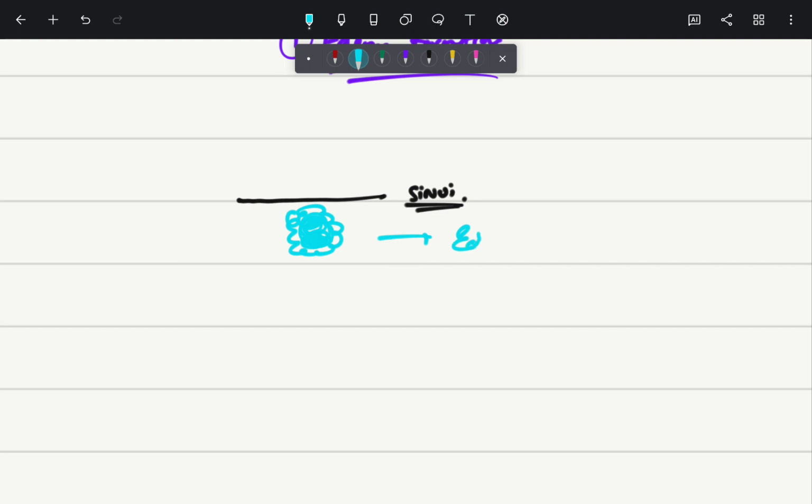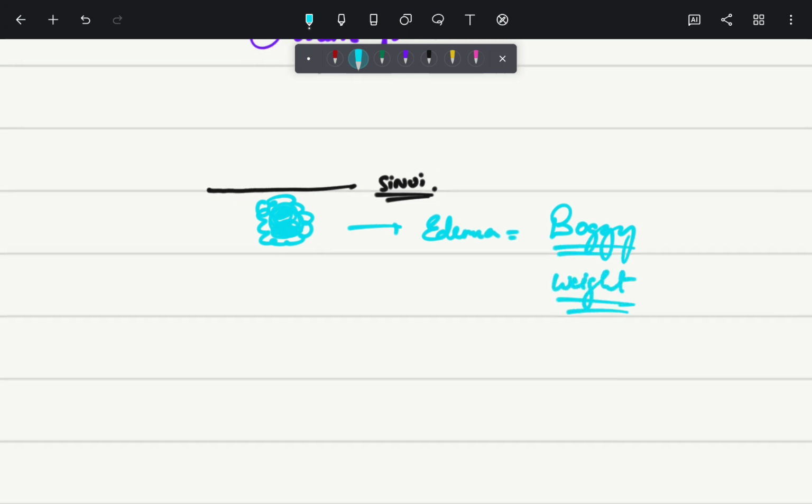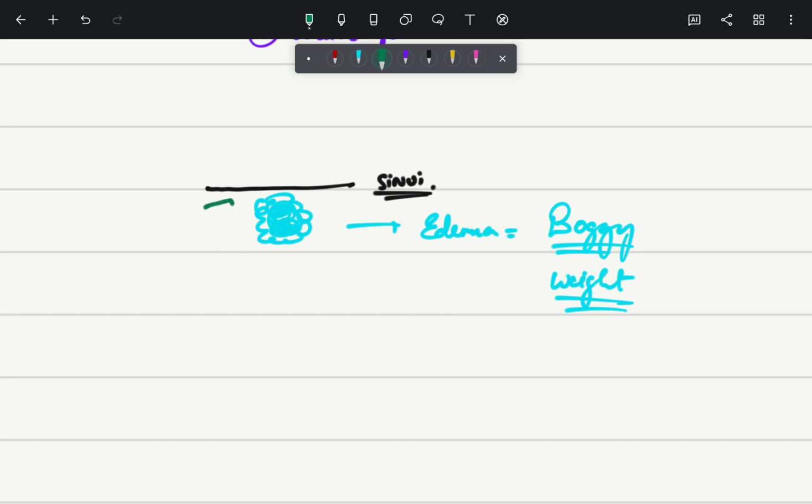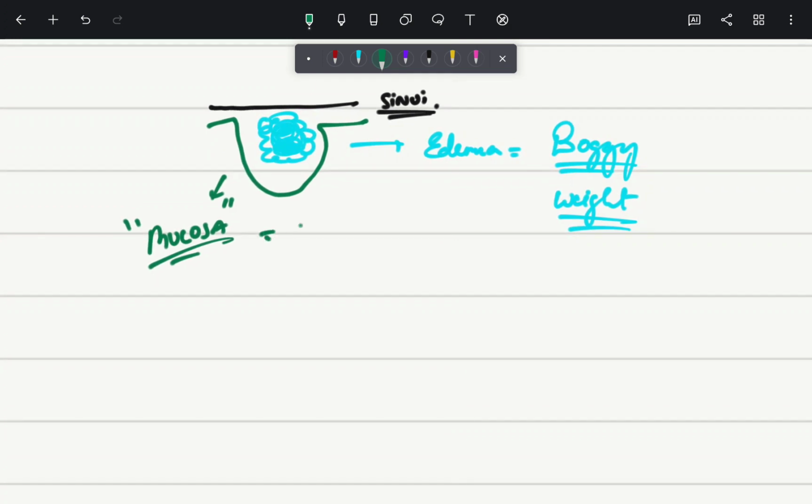Now this edema is boggy, with a lot of weight inside it. This boggy edema is going to push the mucosa away from its wall. So the boggy edema is going to push the mucosa of the sinuses away from its wall. Now this is a prolapsed mucosa. We call this a prolapsed mucosa of the sinus.